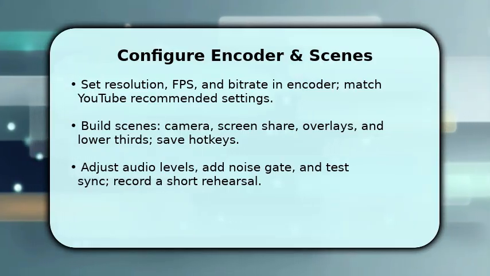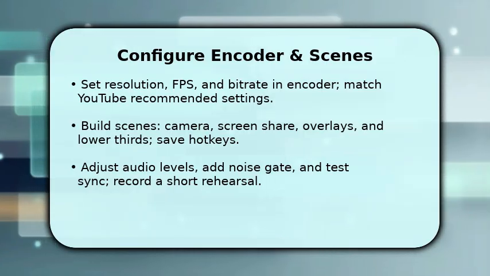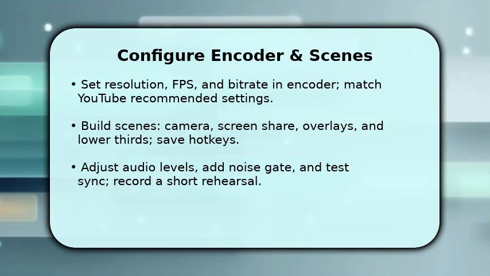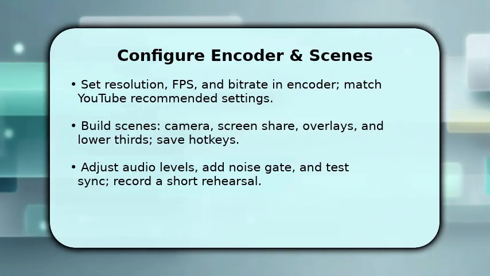Set resolution and FPS to match your target, for example 1280 x 720 at 30 FPS, and choose a bitrate that fits your upload speed. Then assemble scenes, camera, game, or screen share, and overlays, so you can switch smoothly during the stream. Save hotkeys to speed transitions.